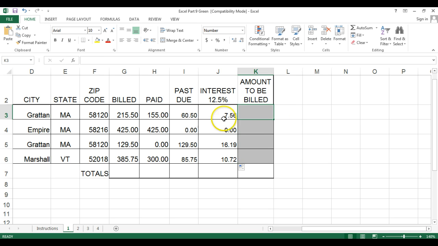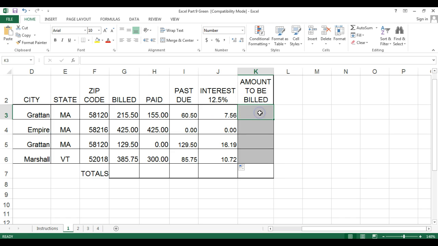Now, we have our past due amount. So we know that the credit card company is going to charge us $7.56 because we did not pay off that bill that month. We still owe the $60.50. Well, what's our total? What do we have left to owe? Well, you have to take that past due amount and add it with the interest.